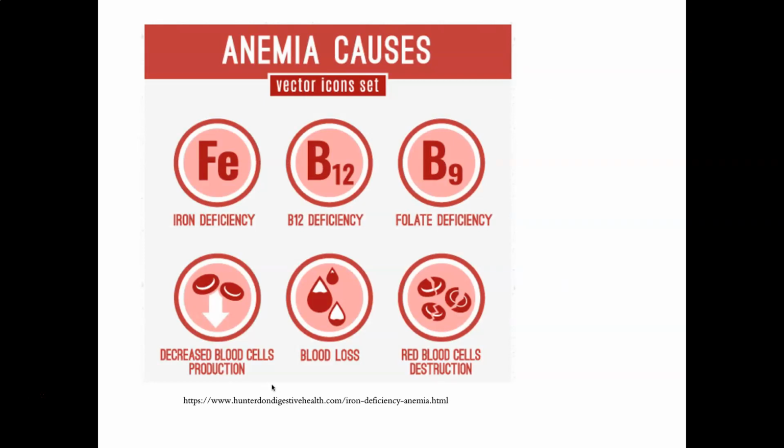Moving on to anemia. Anemia has 6 basic causes: iron deficiency, B12 deficiency, B9 deficiency, which is also known as folic acid or folate deficiency, decreased blood cell production, blood loss, which can be acute or chronic, or even acute on chronic, and then red blood cell destruction, or red blood cells that are not formed properly, like sickle cell anemia. That would be a type of red blood cell destruction.